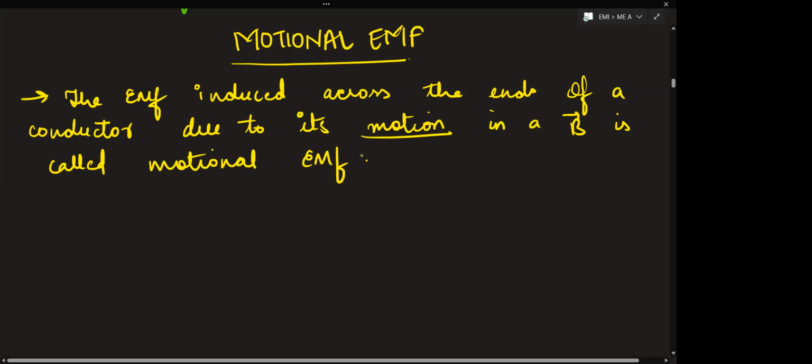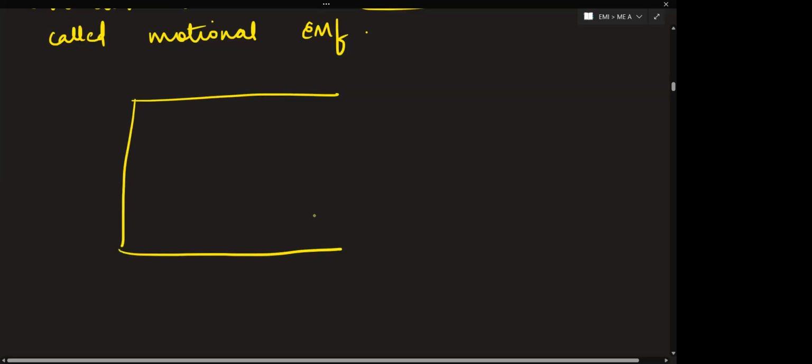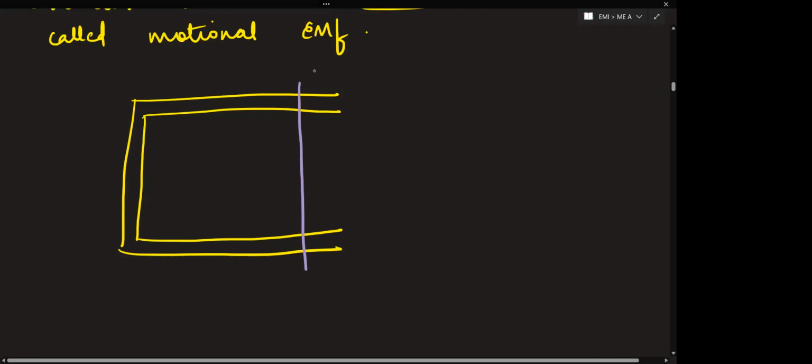Now, how to derive it? Derivation is also very easy. We have considered a rail, a U shape. Rail means track. So U-shaped rails are there. If I put a conductor on it, it can slide. Let's say this is the PQ conductor. So this can move on it. These are U-shaped conducting rails.